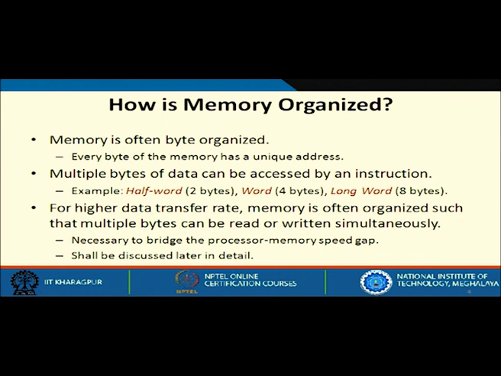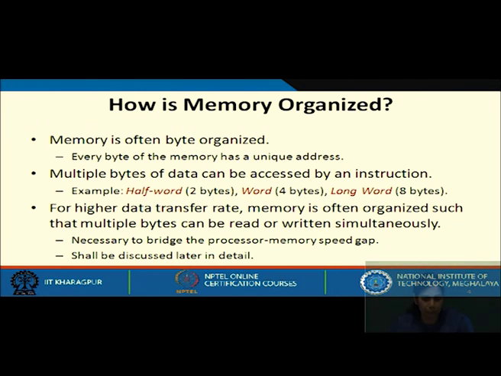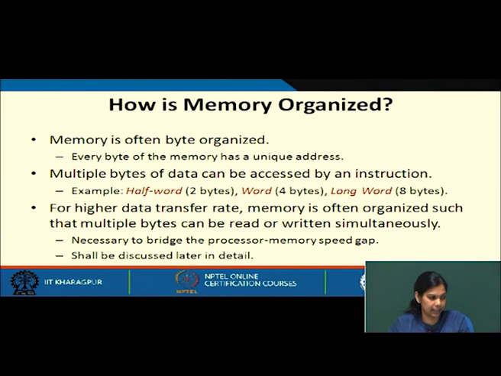Now, let us see how memory is organized. Memory is often byte organized. So, we never say that each bit has an address, rather we say each byte has an address. That means memory is often byte organized. Every byte of the memory has a unique address, and multiple bytes of data can be accessed by an instruction. What do you mean by multiple bytes of data being accessed by an instruction?